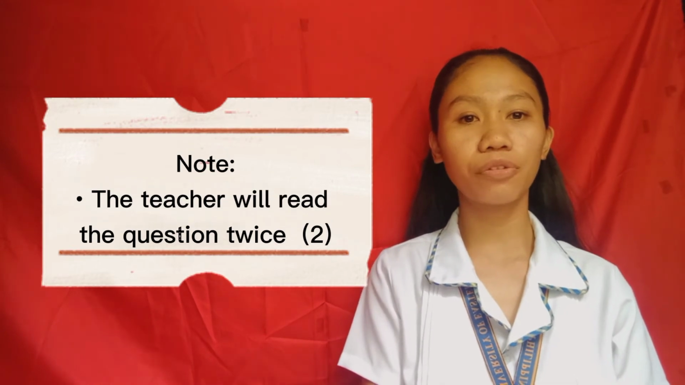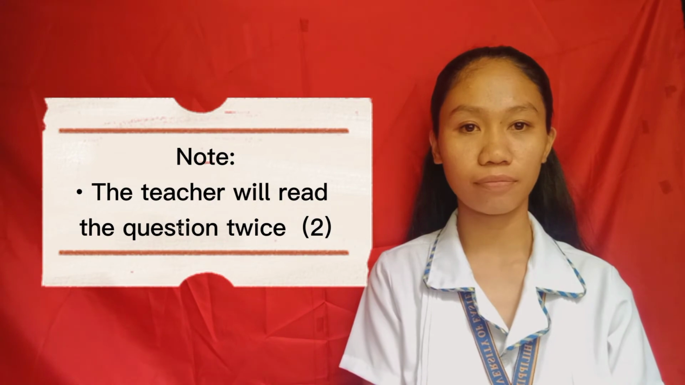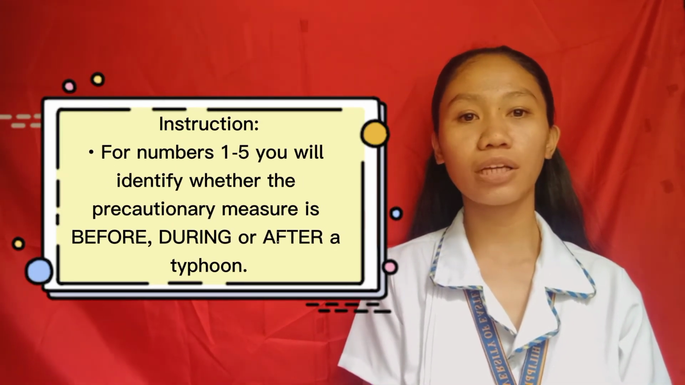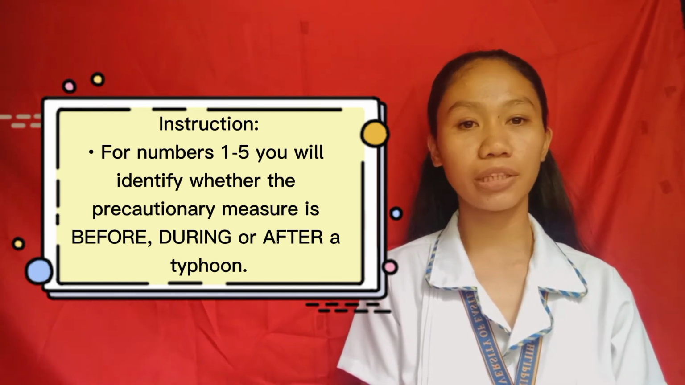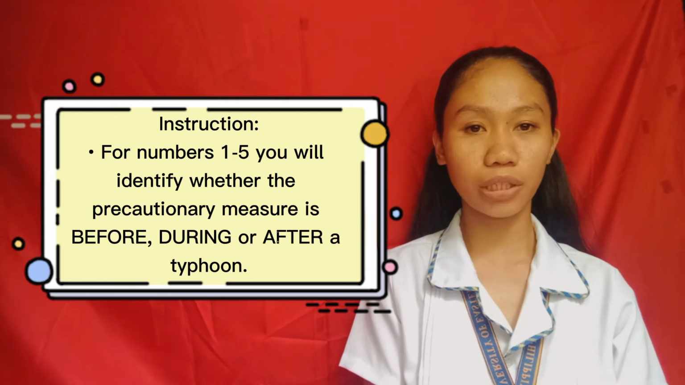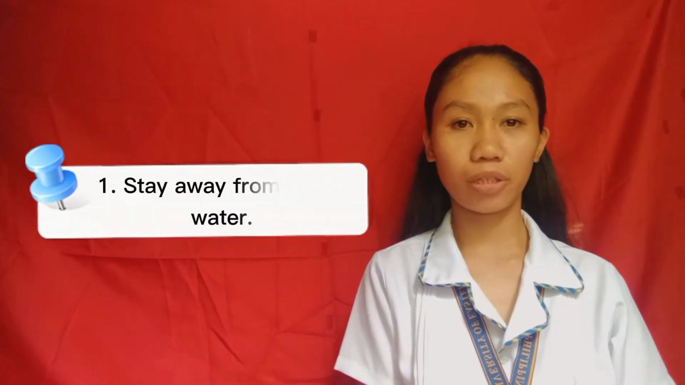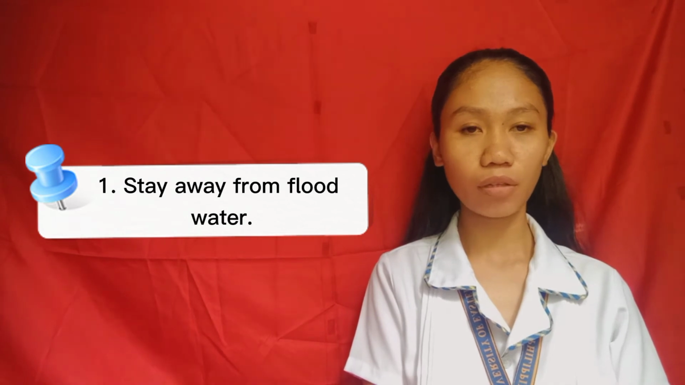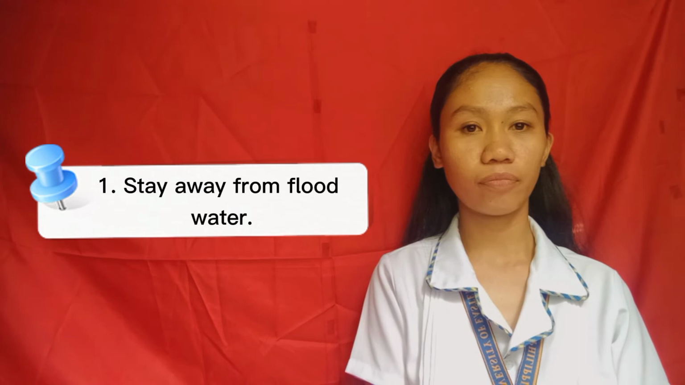Okay, I will read the questions twice and you will write the answers correctly. For numbers 1 to 5, you will identify whether the precautionary measure that I will read is before, during, or after a typhoon. Do you get it? Okay, let's start. Number 1, stay away from flood water.